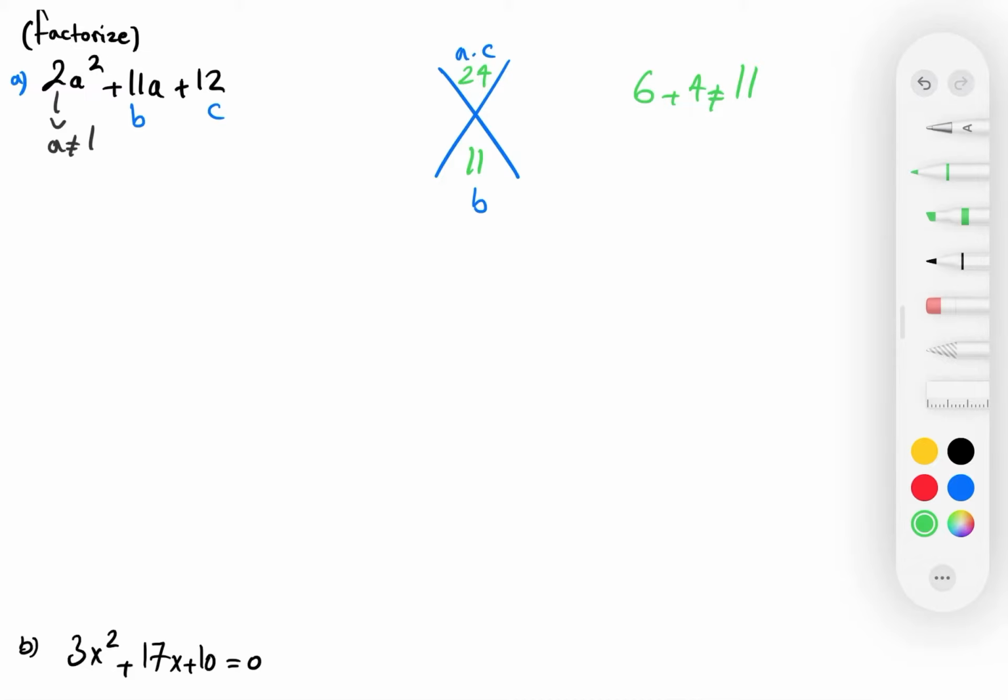What about another number which multiplies to 24? Obviously 8 times 3. Now we know that 8 times 3 is going to give us 24. And if we add 8 to 3, we're going to get 11, because 8 plus 3 is 11. So the two numbers are 8 and 3. 8 times 3 multiplies to 24 and adds up to 11.